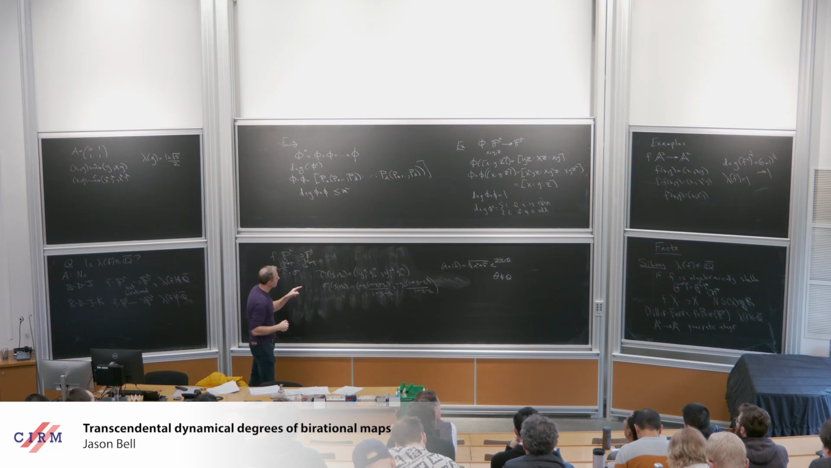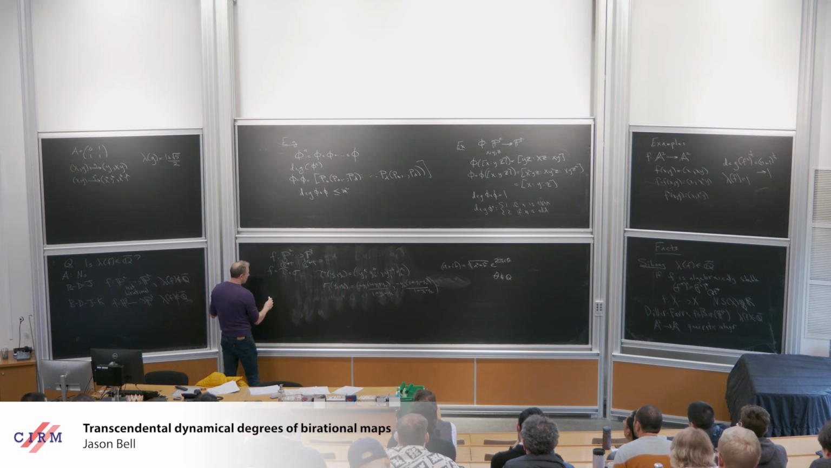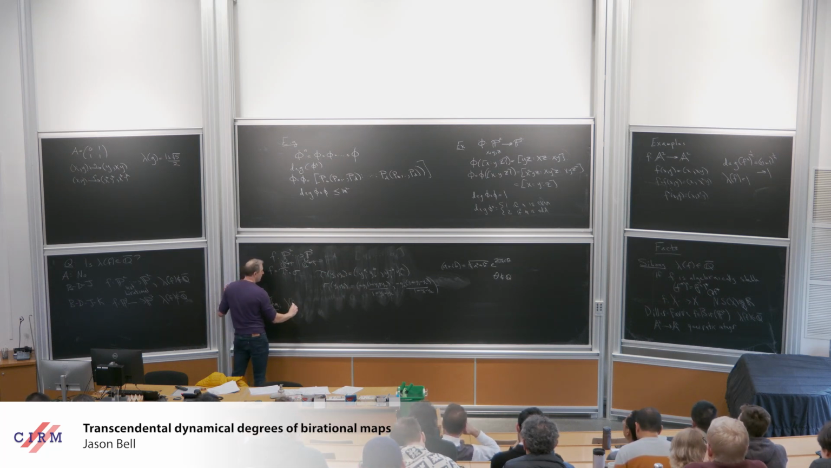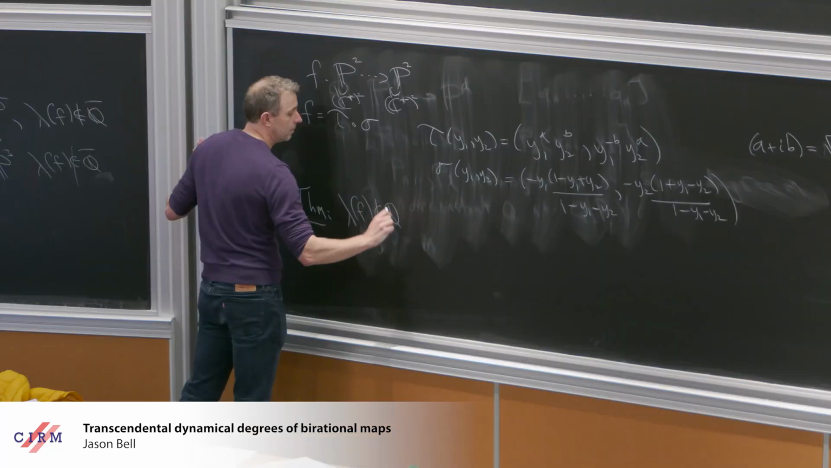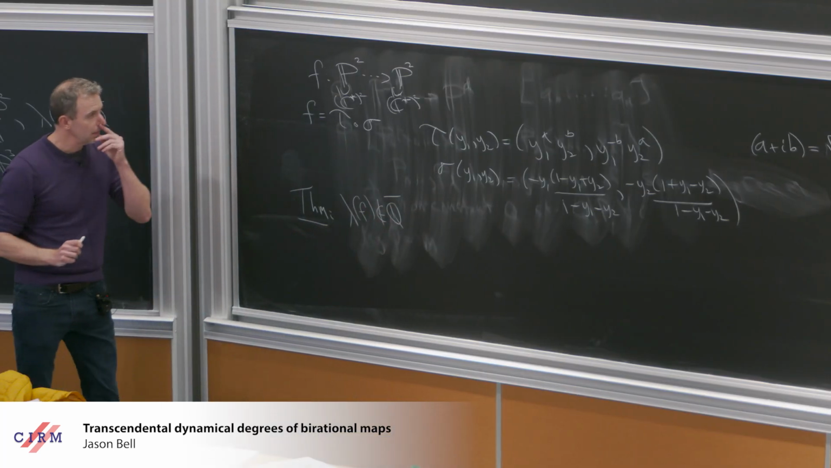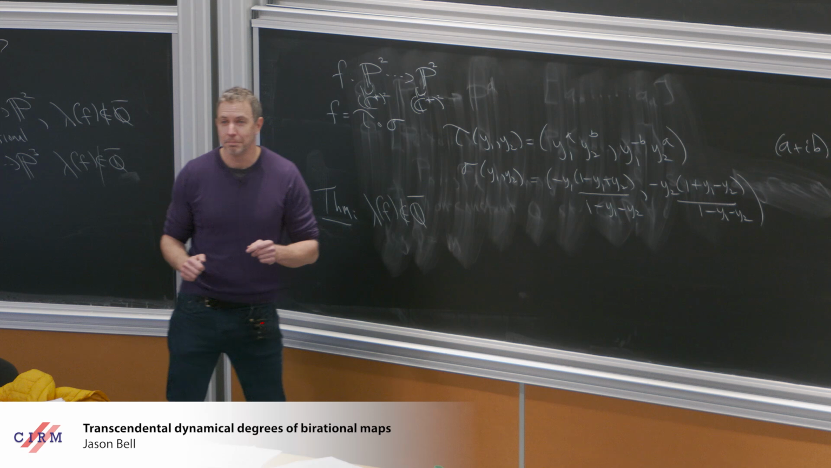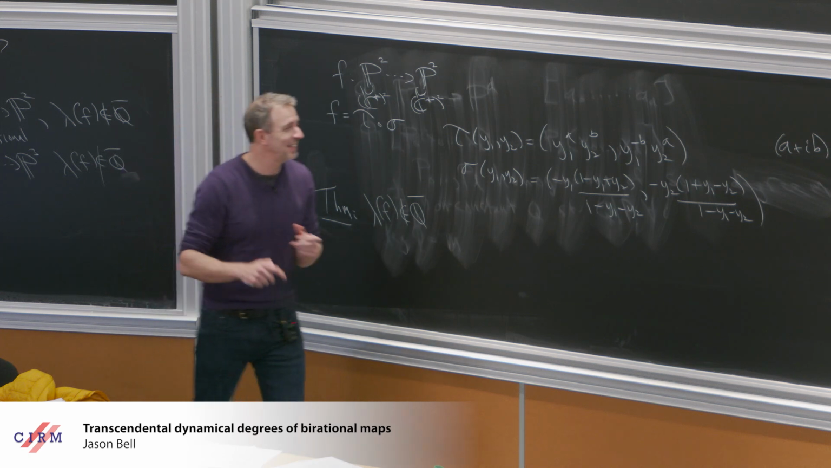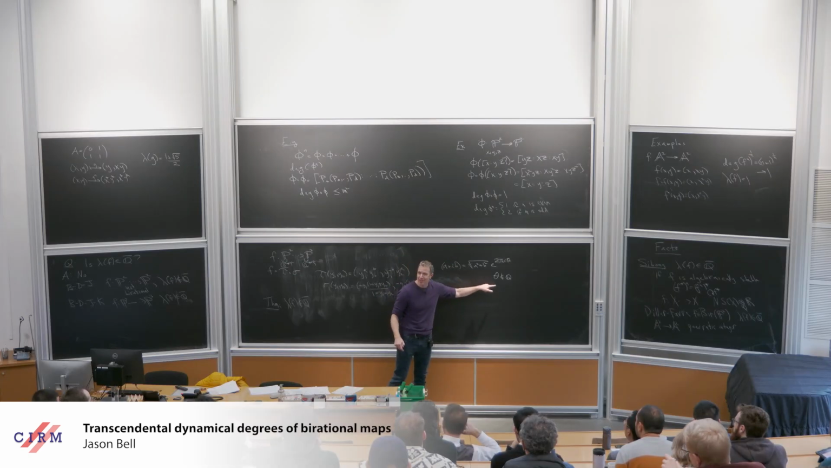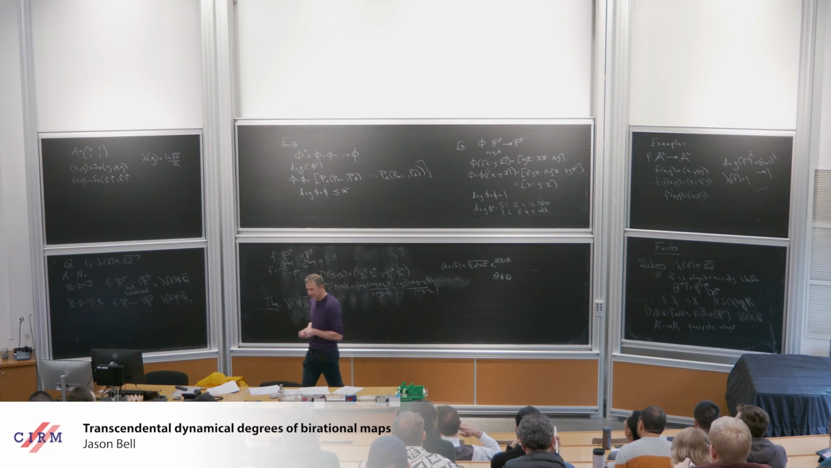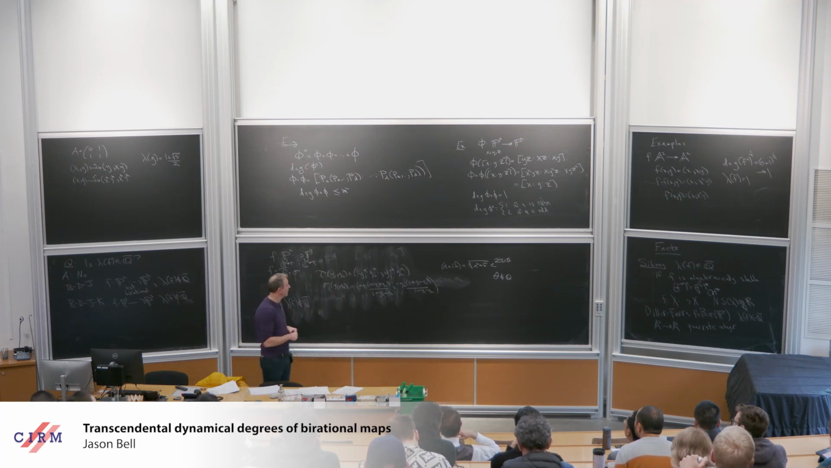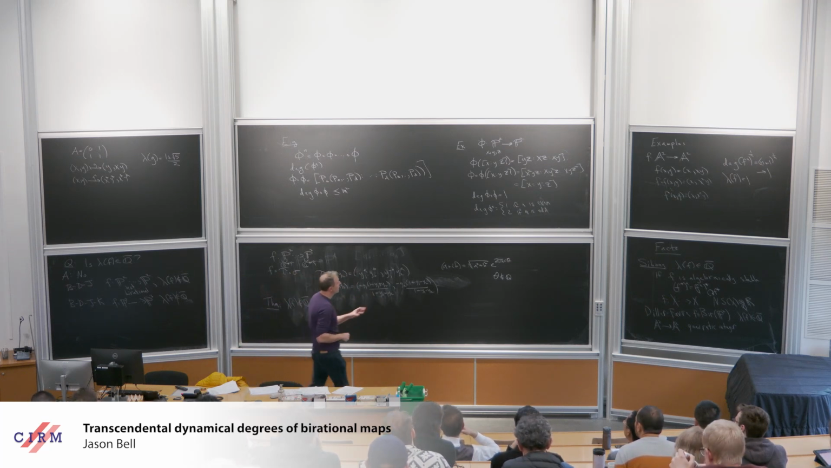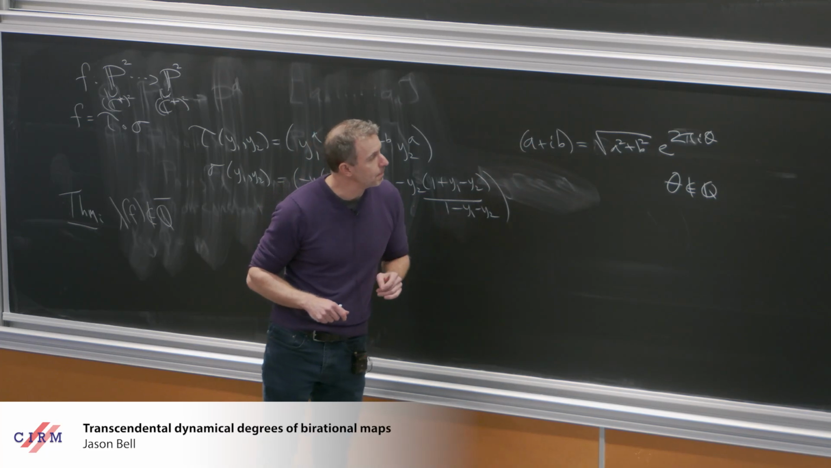And this map, sigma, is a birational map of order 2, like the Noether map. And then the theorem is that lambda f is not in Q bar, as long as this theta is irrational, right? So we need an irrational multiple of pi as our argument. So we don't want any power of this to be a real number.